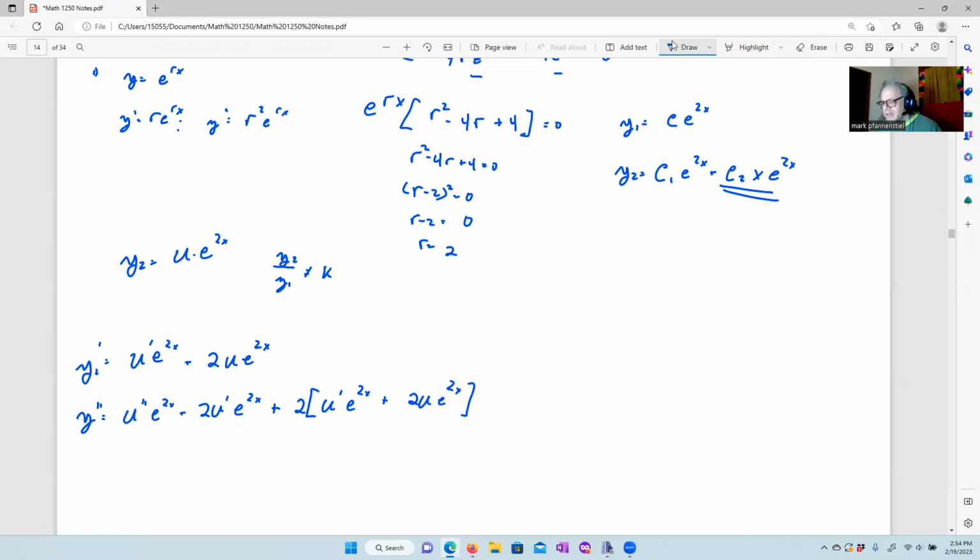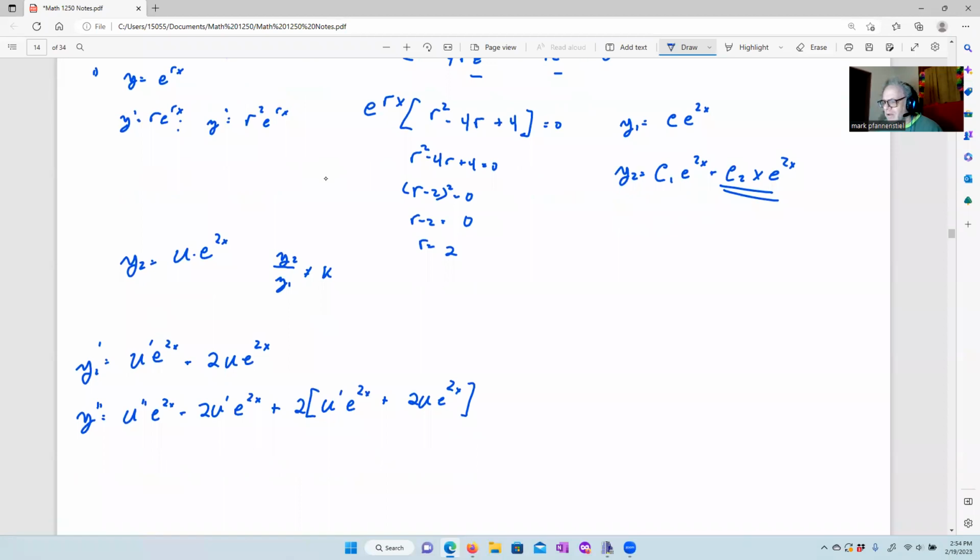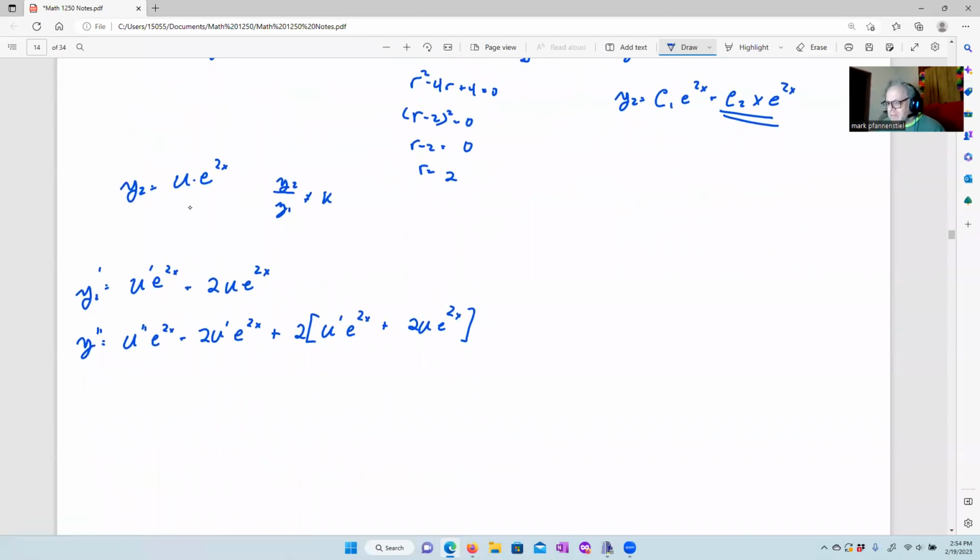Okay, and then we're going to combine some terms here. At the end here we have plus 4y. All right, so let's combine some terms. We have y double prime is equal to u double prime e to the 2x. Plus, how many u prime e to the 2x's do we have? We have 2 plus 2, so we have 4 u prime e to the 2x.